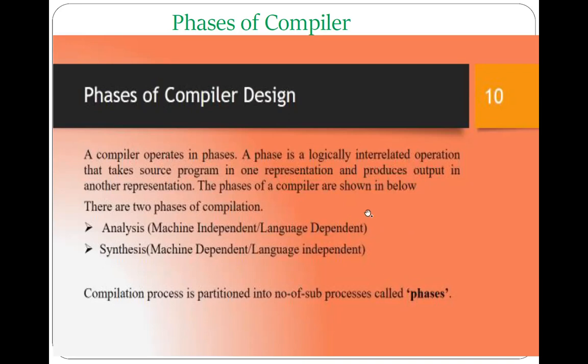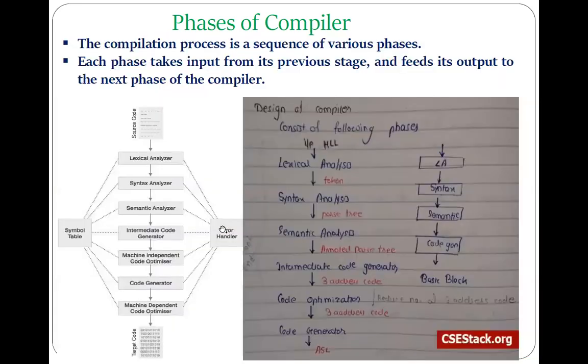Mainly there are two phases of the compilation: the analysis phase and the synthesis phase. We already know the analysis phase consists of three main phases: lexical, syntax, and semantic analysis. As we have discussed, each phase takes the input from its previous stage and feeds its output to the next phase of the compiler. You can see here the first phase takes the input in the form of source code and produces the output as tokens. Then the second phase takes the input in the form of tokens and produces the output as a parse tree. We have already studied these phases in detail.